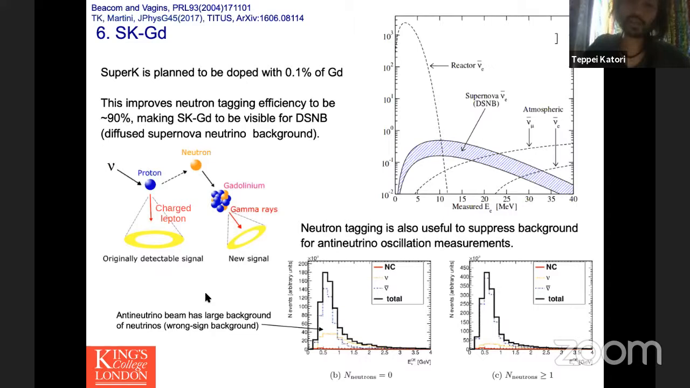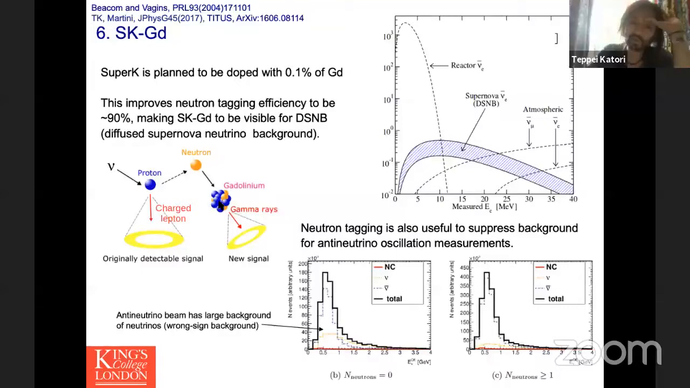And our target is this 10 to 20 MeV region. And we have enough sensitivity. So we expect a few events per year with this 0.1% gadolinium, which is ongoing. But this gadolinium is also useful for oscillation analysis because there are more neutrons for antineutrino.